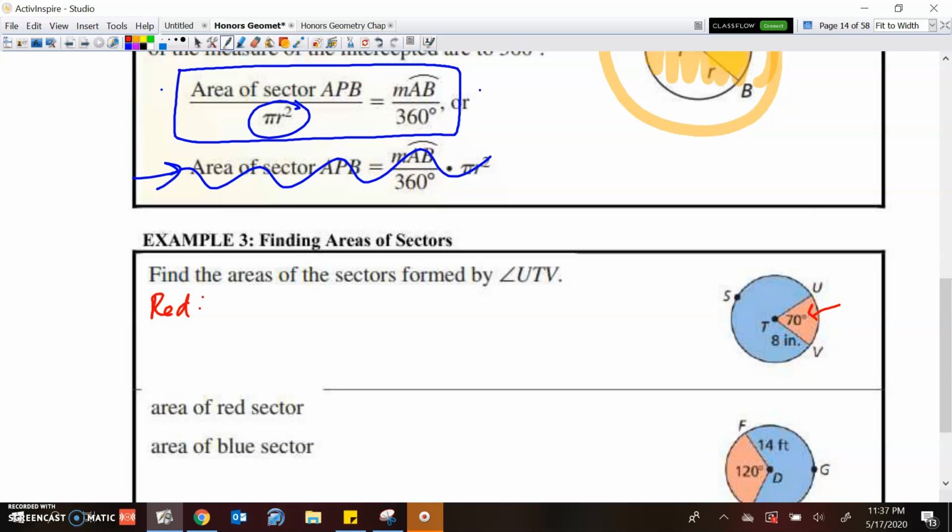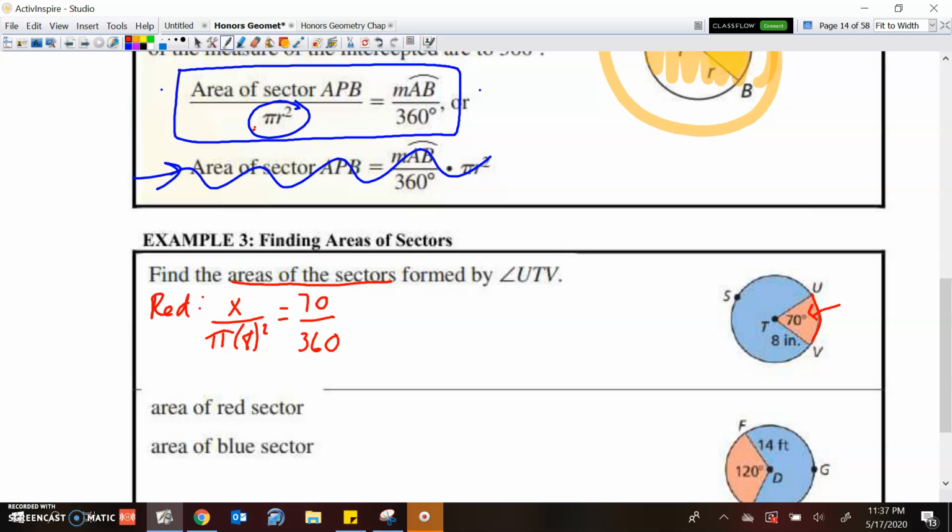Now they want us to find the area of the sector, so I don't know that. It's going to be x over the area of the entire circle, which they give me the radius, so it's going to be pi times 8 squared. Now I know that's 64 pi, but I'm just trying to lay it all out here. That's going to equal the degree measure, that's a central angle, so that's 70 degrees, over the degrees of the entire circle, 360. And there you have it.